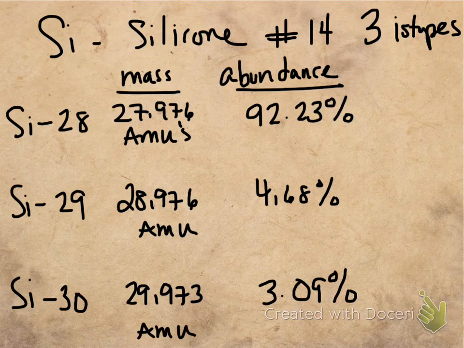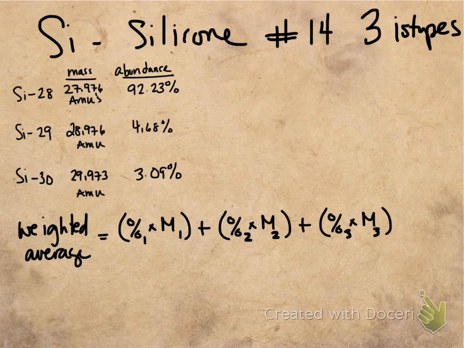Well, let's set that up. The weighted atomic mass for any element is the percentage of the first isotope times its mass plus the percentage of the second isotope present times its mass plus the percentage of the third isotope present times its mass. And we can do this for as many isotopes as exist. In some cases there are 2, in some cases there are 5. Some elements have 7 or 8 common isotopes. So let's set this up for silicon.